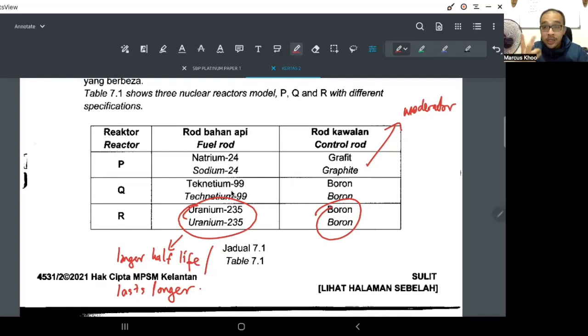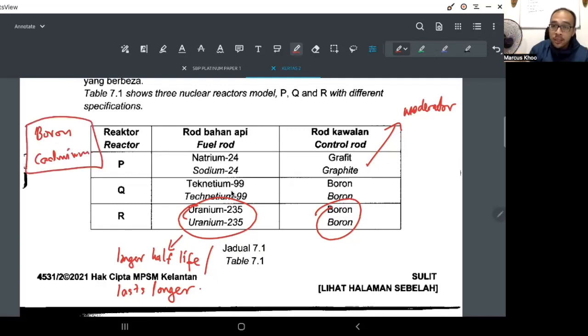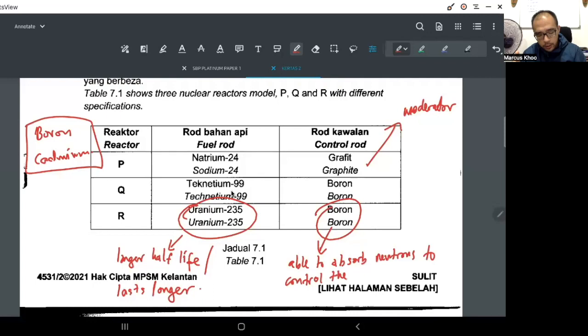So there are two control rods. One is boron and the other one is cadmium. These are the two that are famously known in the books as the control rods. You can either use boron or cadmium, but the reason why we use boron is that it is able to absorb neutrons, to control the rate of reaction.